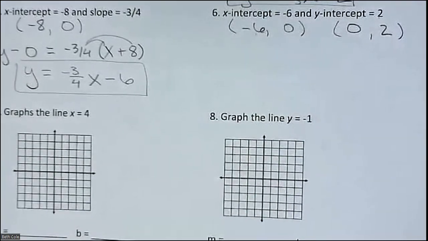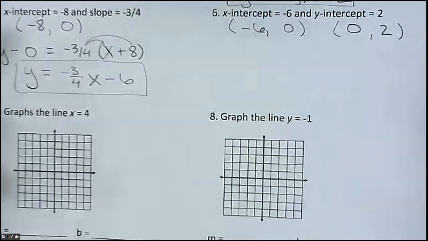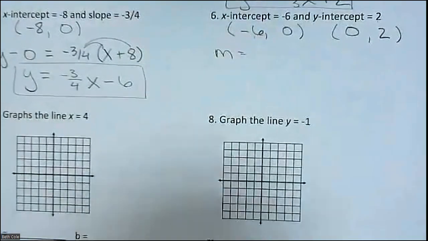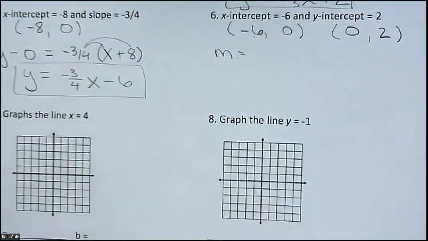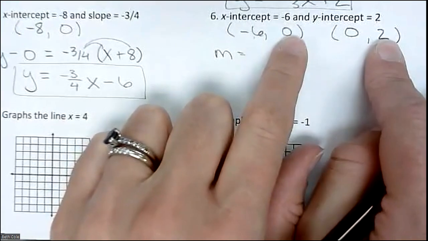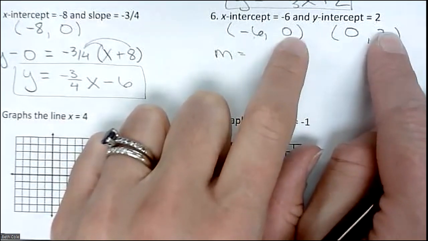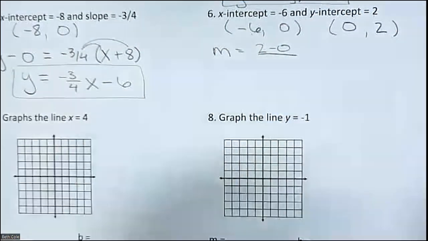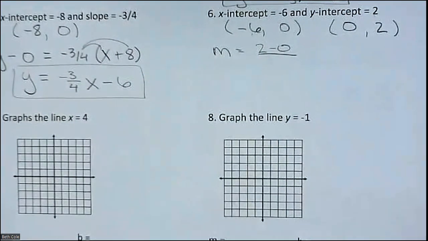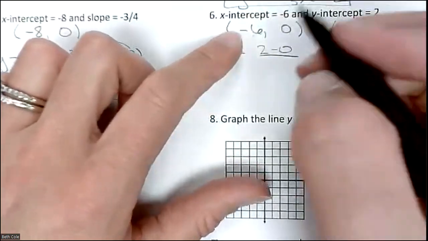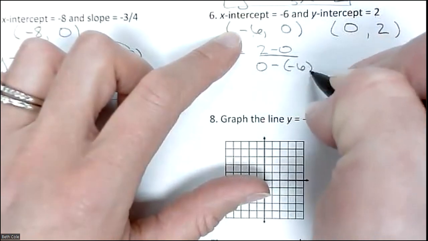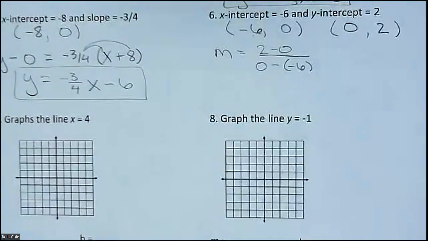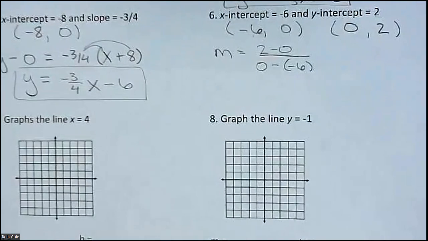Are you with me over there? We're good. What do we not have? Slope. Subtract the y values, subtract the x values. So if we subtract y's, that'll be 2 minus 0. These are your y numbers. So 2 minus 0. And then on the bottom, it'll be 0 minus negative 6, which will actually be 0 plus 6.